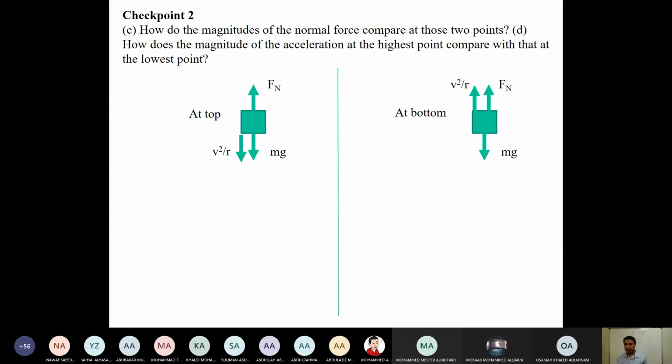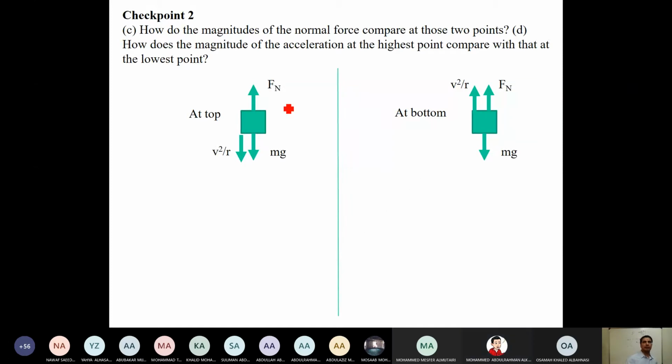Okay. Checkpoint, again, it's the continuation of the checkpoint. How does the magnitude of the normal force compare at those 2 points? How can we compare the normal force at those 2 points now? Can you formulate this force here? At the top, the normal force will be smaller than the weight. Yes, you can say that it's larger at the bottom.